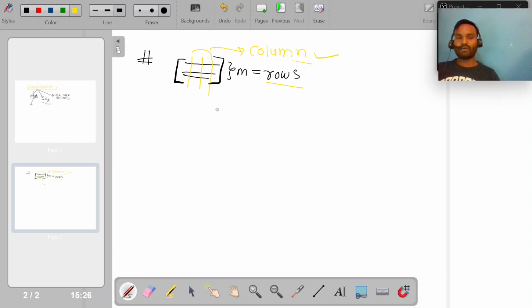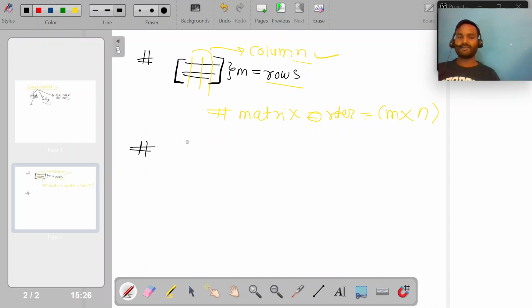What is the order of a matrix? If we write the matrix order, the order is the number of rows, m, multiplied by the number of columns, n. This is the order of the matrix. So m stands for rows and n stands for columns.